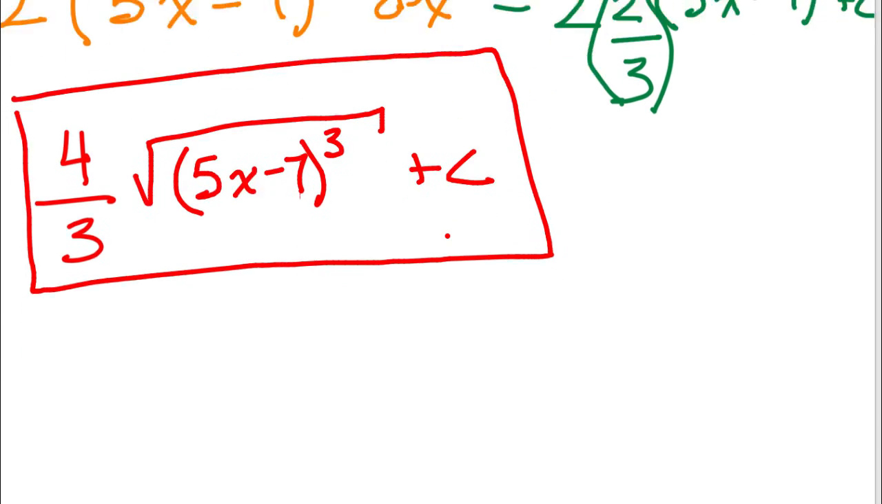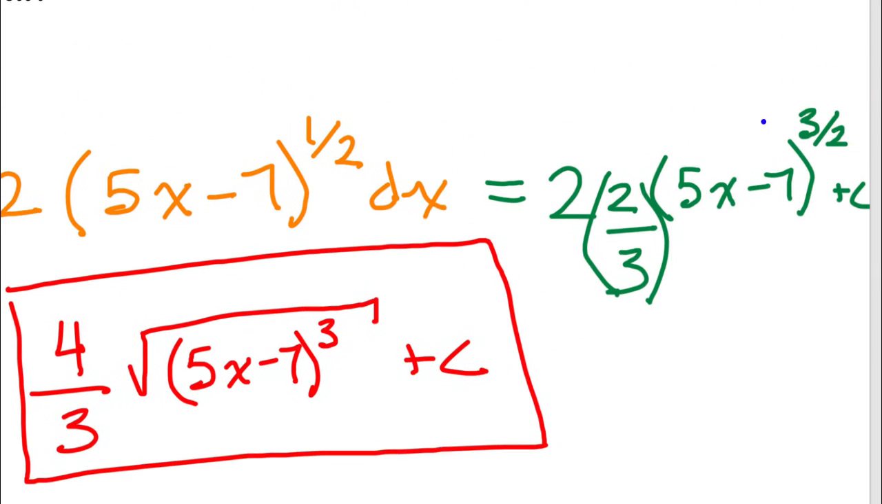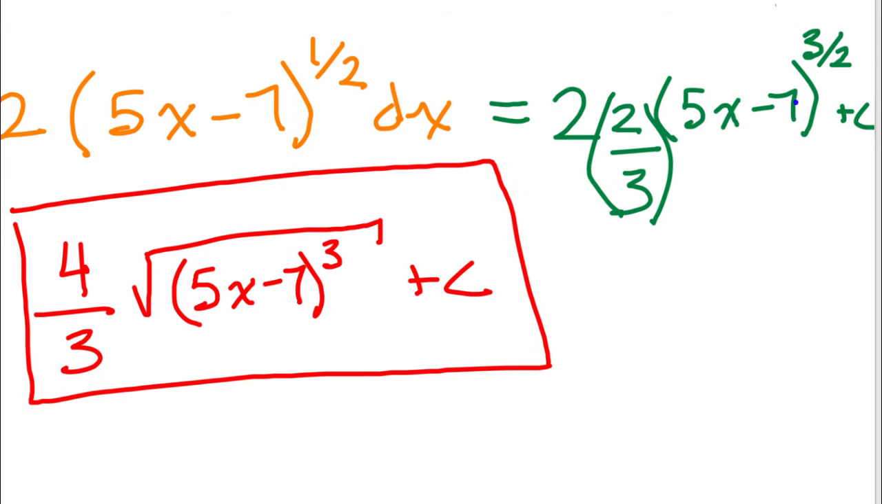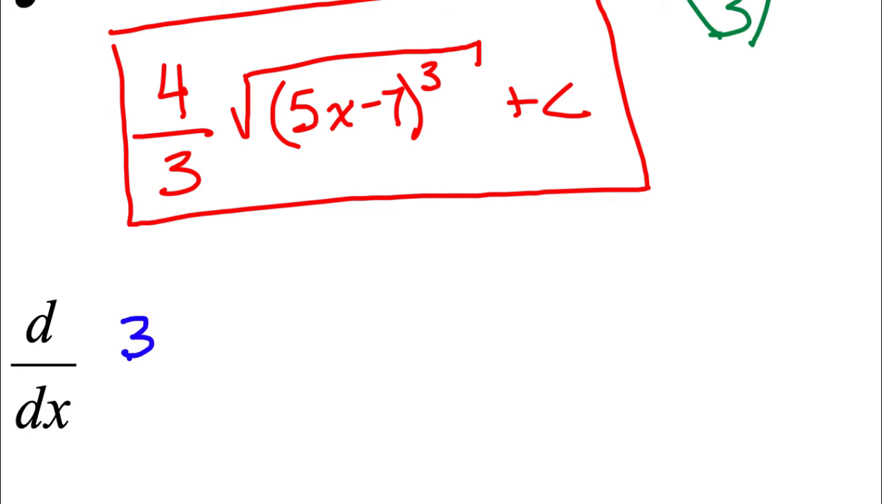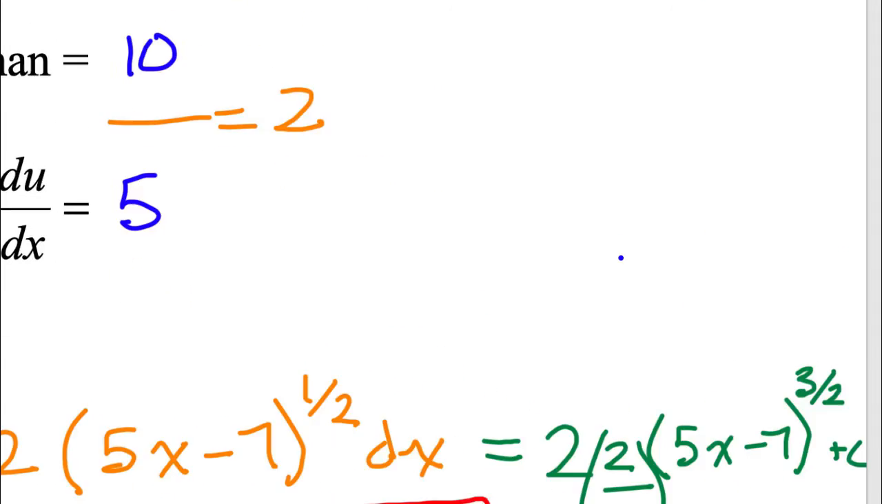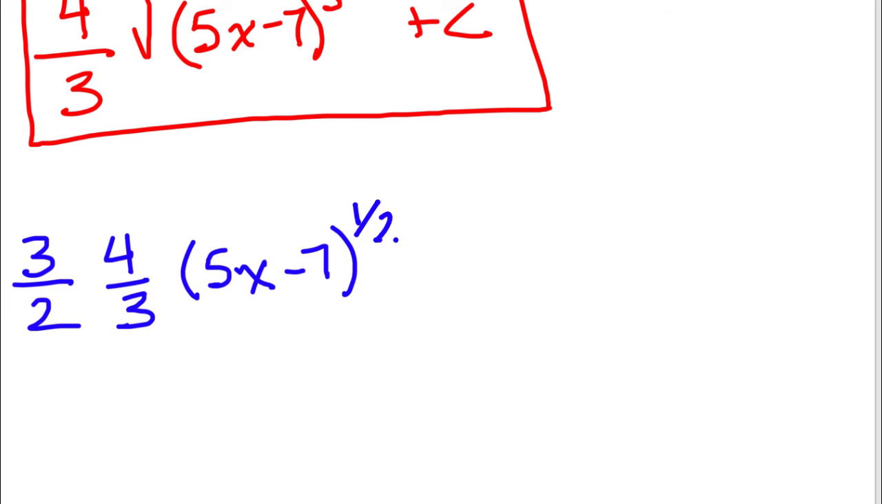All right, checking the work. I'm kind of thinking of this not as a radical, but kind of this form where I have to the power of 3 halves. So if I take the derivative, that 3 halves is going to come down in front. So if I have 3 halves out front, I still have that 4/3, and I still have this 5x minus 7 to the power of 3 halves. Going down, it turns it into a power of 1/2.